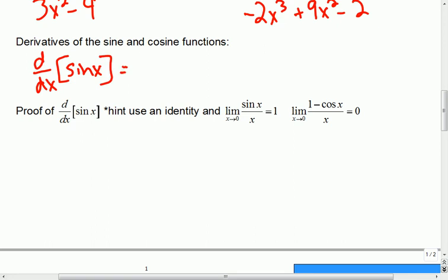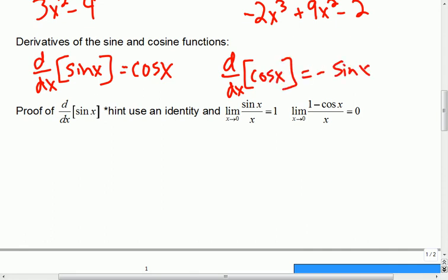So the derivative for the sine function might surprise you. It's actually the cosine function. The derivative for the cosine function, what do you think? Negative sine. Oh, you guys are cheaters. Yeah, it is negative sine. There's a negative in there.